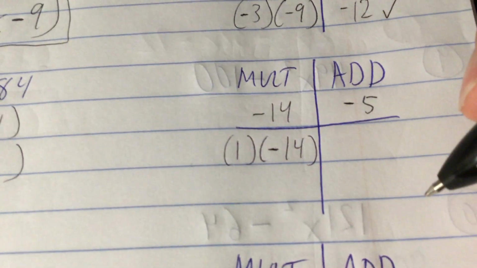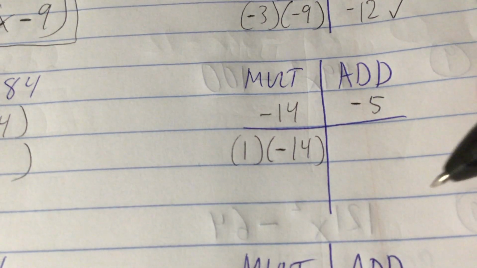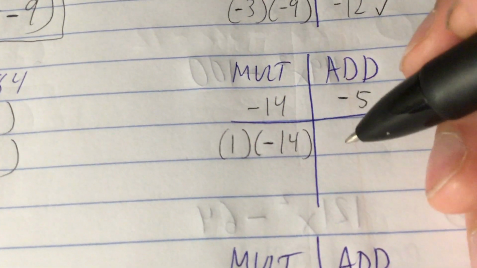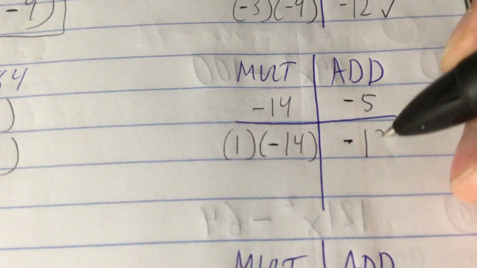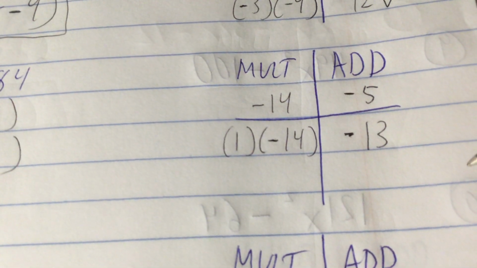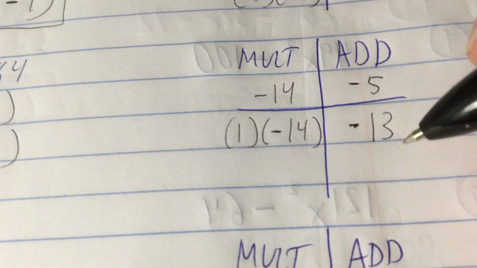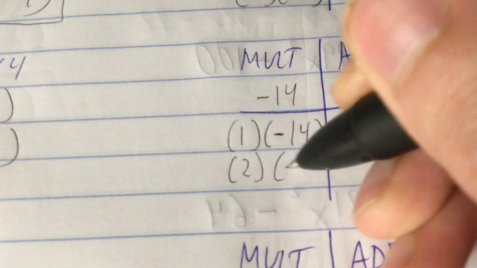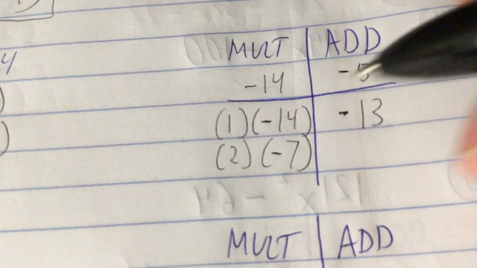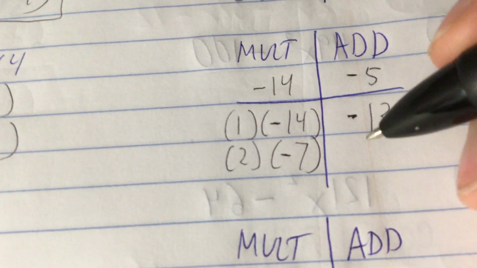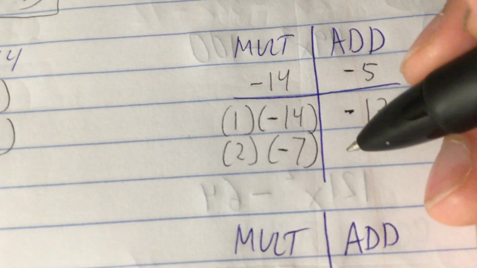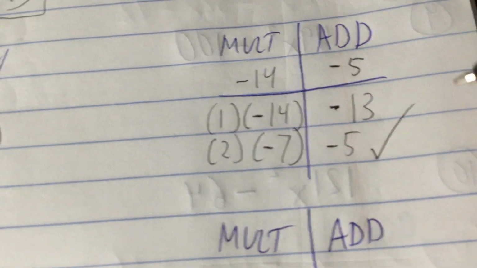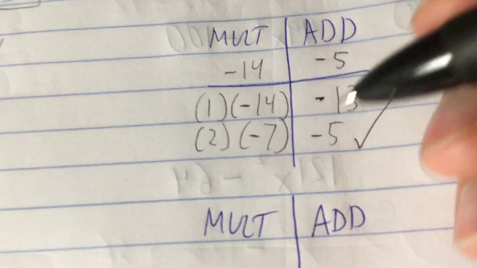1 times negative 14. 1 times negative 14 is negative 14, but 1 plus negative 14 is negative 13. That's not what I want. Can I divide by 2? Yeah, let's try positive 2 and negative 7. Positive 2 times negative 7 is negative 14, but 2 plus negative 7 is negative 5, and that's the winning team. Positive 2, negative 7.